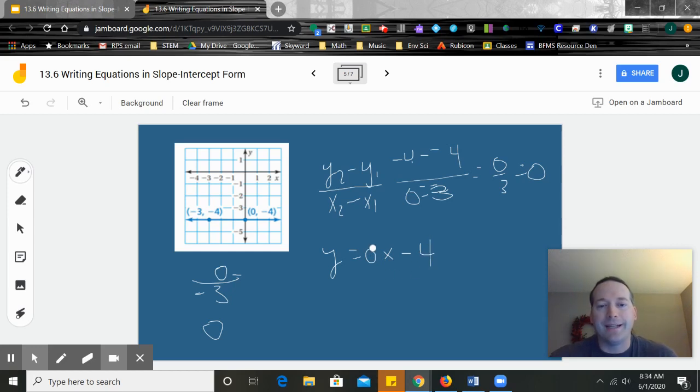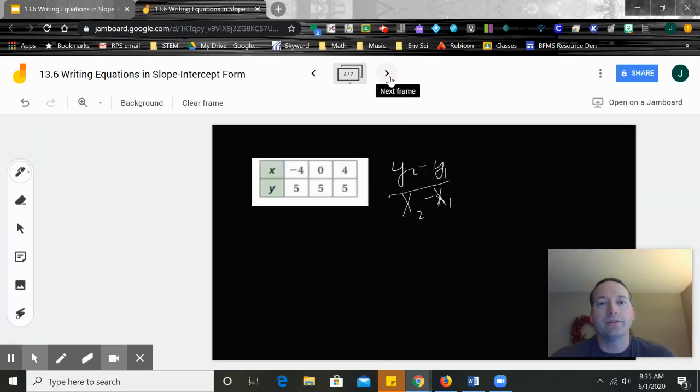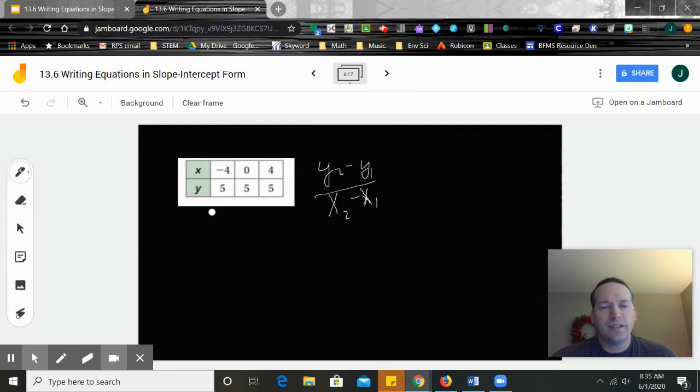Now, we talked about this last time. There's no reason to put a 0x here. So that's why when we're writing a horizontal line equation, we get rid of that because 0 times x is just 0. So 0 minus 4 is -4. So y equals -4.